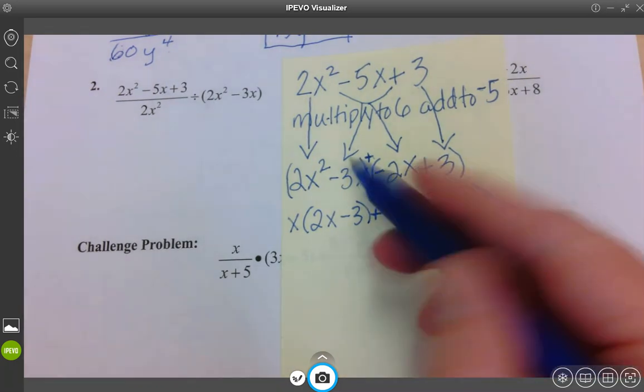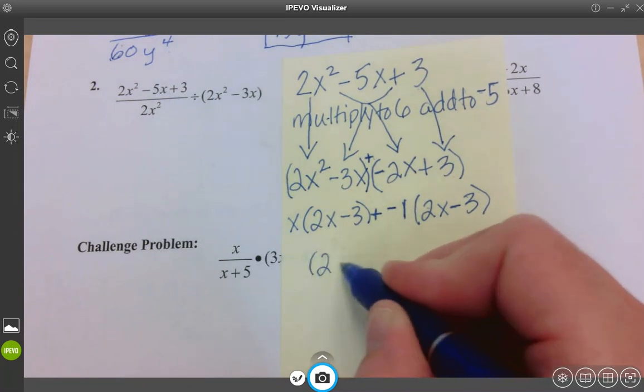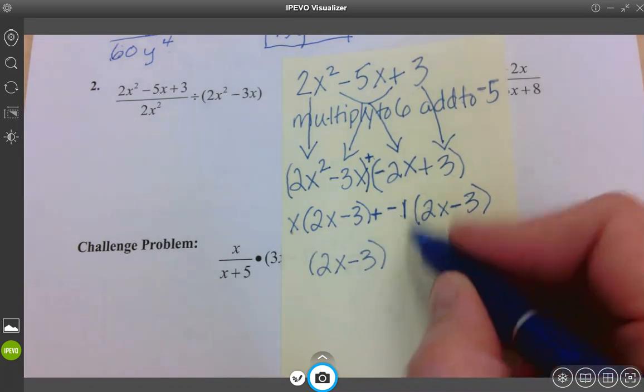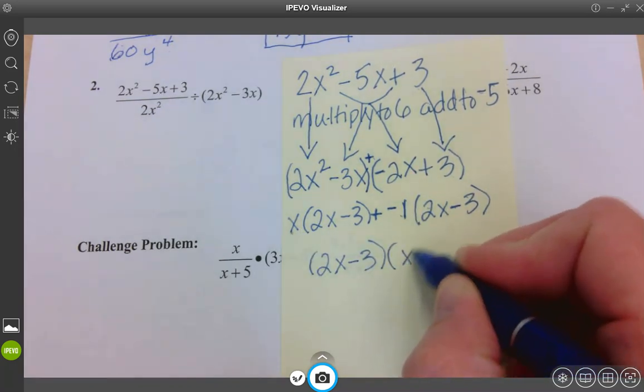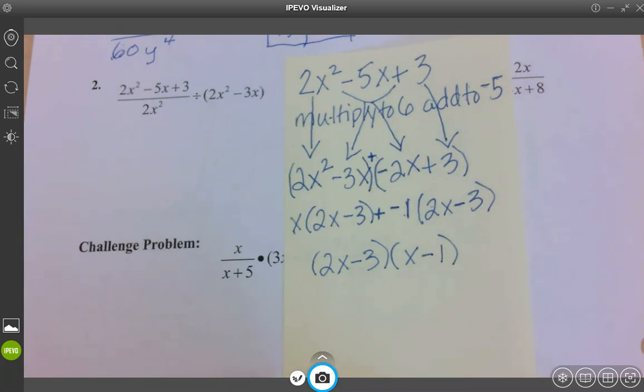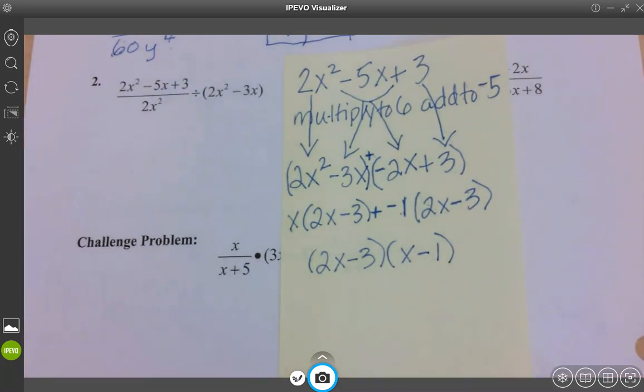Now when they match, that's one of your factors, 2x minus 3. And the other factor is x plus -1 or x minus 1. Okay, I know it's been a while since we factored like that, and it was a little bit rocky the first time we factored. But this process will work for you every time.